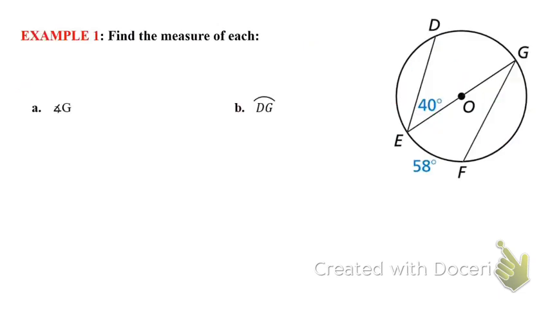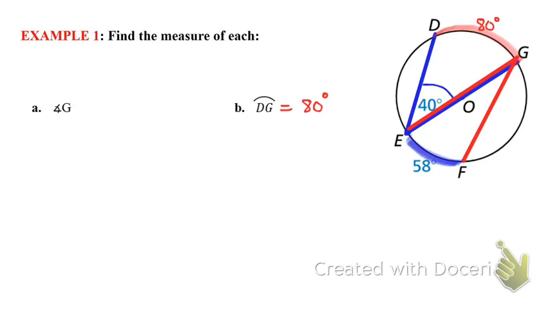Why don't you go ahead and give it a shot? Try to find the measure of each and we'll go over them afterwards. Take a moment, and we're going to do B first and then go to A. So see if you can find arc DG. Okay, I think you might have it. Arc DG, the inscribed angle is angle E, which is 40 degrees. So arc DG is 80 degrees.